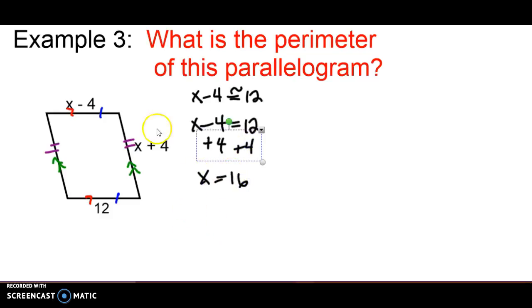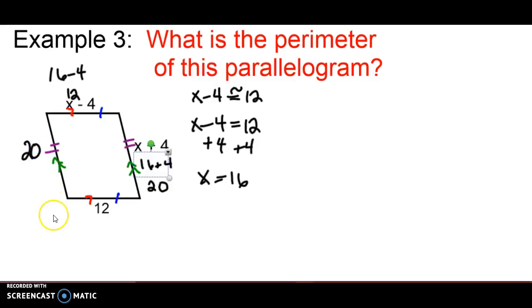So what that helps us with is our side lengths that have expressions. If we come back up to x minus 4, if x equals 16, we have 16 minus 4, which gives us 12. We know that this side length is 12, which we already knew. Over here, if x equals 16, this is 16 plus 4, so we know this side is 20. This side is congruent to its opposite side, so we also know that this side is 20. So now we have numbers for all 4 side lengths.